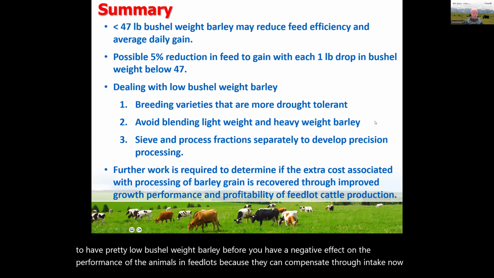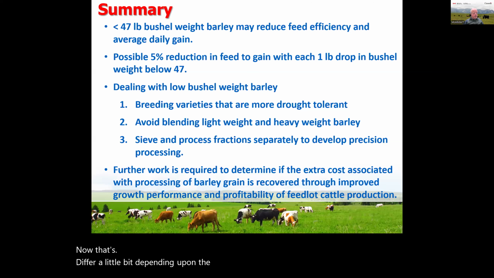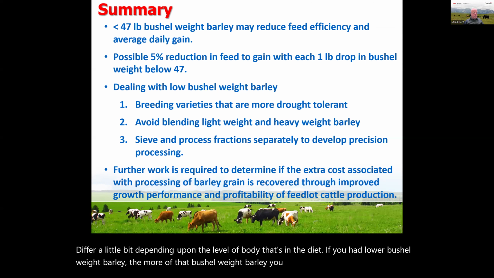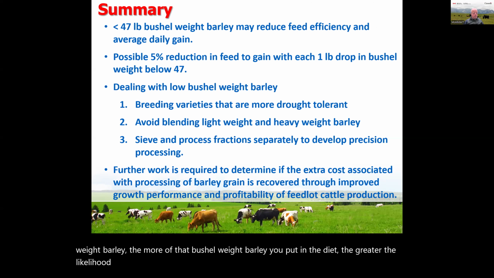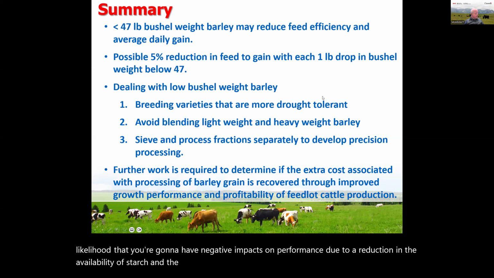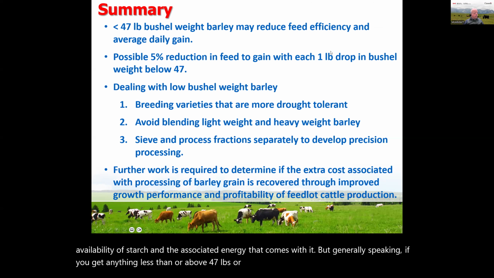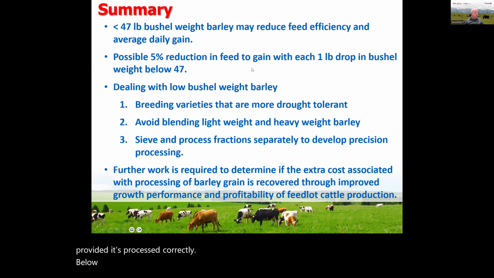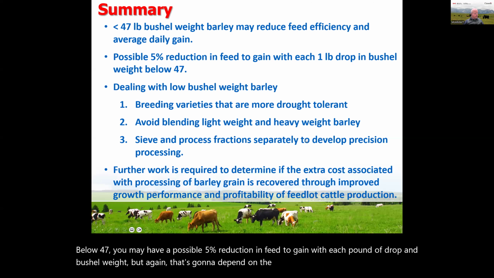Now that's going to differ a little bit depending upon the level of barley in the diet. If you had lower bushel weight barley, the more of it you put in the diet, the greater the likelihood of negative impacts on performance due to a reduction in the availability of starch and the associated energy that comes with it. But generally speaking, if you get anything above 47 pounds or so, you're not going to have much difference, provided it's processed correctly. Below 47, you may have a possible 5% reduction in feed to gain with each pound of drop in bushel weight. But again, that's going to depend on the overall composition of the diet.